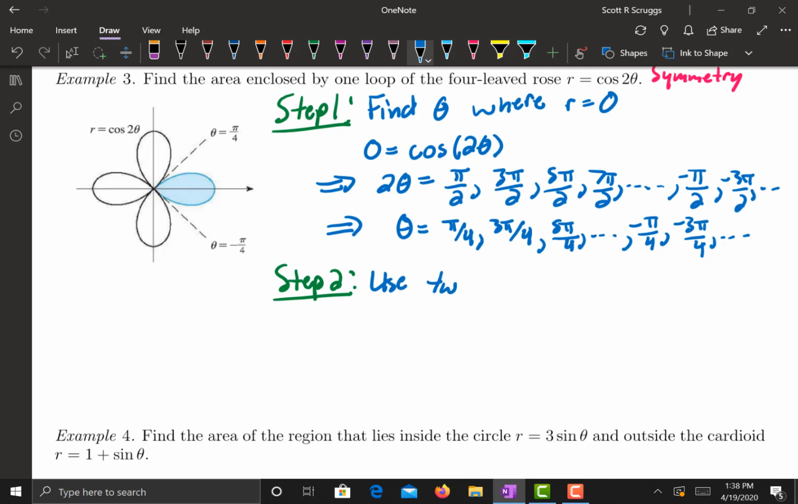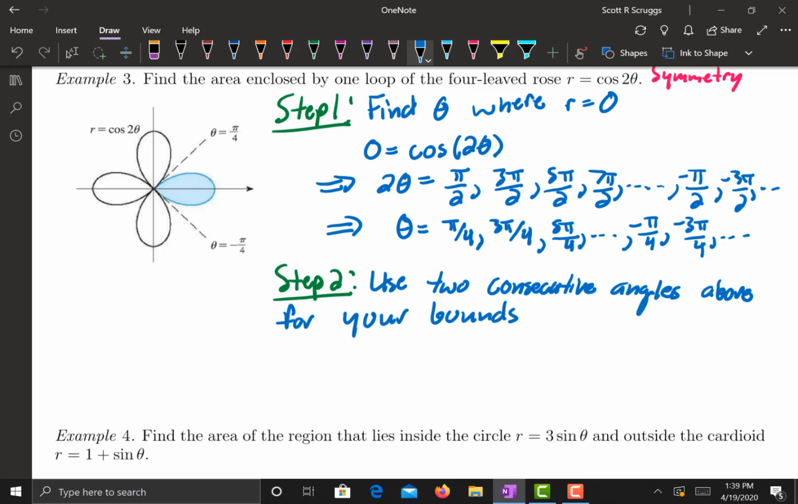Step 2 is use 2 consecutive angles above for your bounds. And what do I mean by 2 consecutive bounds? What I mean is have a positive angle and then take that angle with a negative sign up front. And note that I'm also choosing pi over 4 and negative pi over 4.